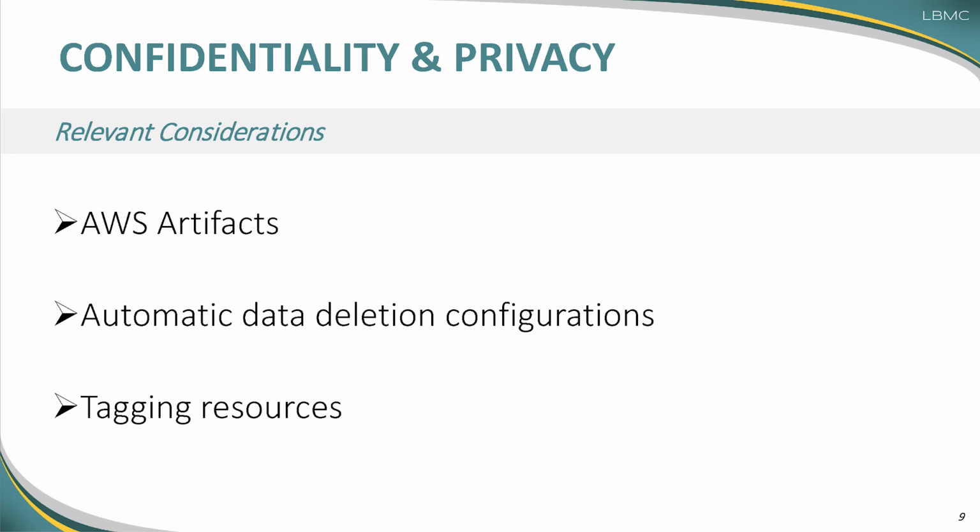Tagging resources is an excellent way of identifying resources that may contain or are processing sensitive information. And this can also be tied in with Lambda functions for automatically deleting resources based on certain tags. So it overall helps with the management of confidentiality and privacy.